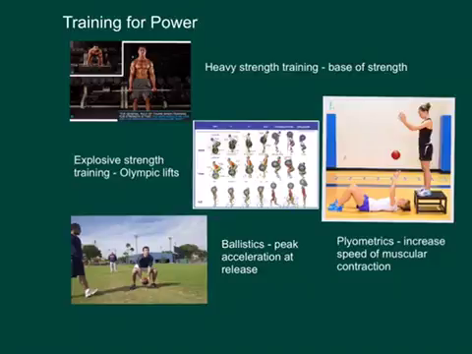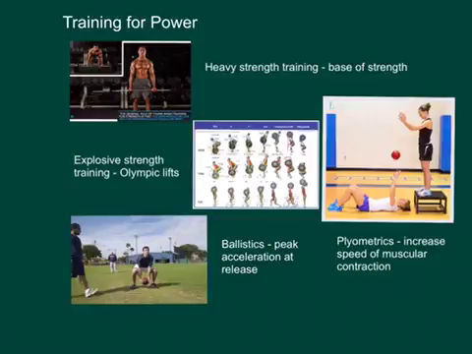We have ballistics. This is where we're throwing things like a medicine ball, you can see in the picture. Again, we're working on having peak acceleration at release. So we want the medicine ball to be going as fast as we can at release. And we have plyometrics, which we've talked about before, which can increase the speed of muscular contraction.